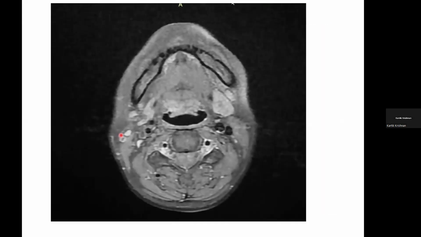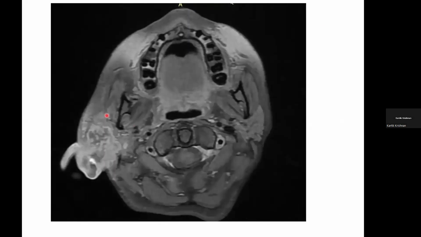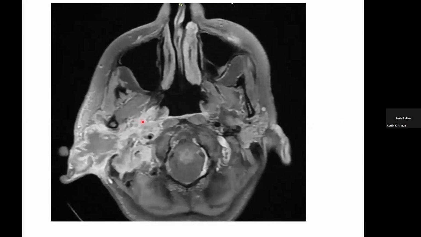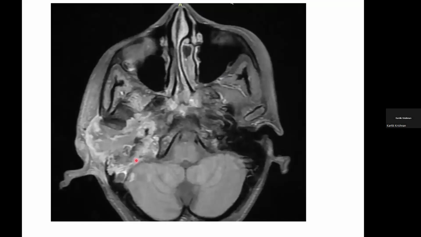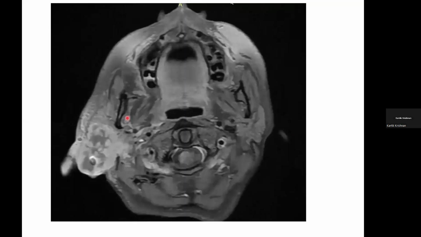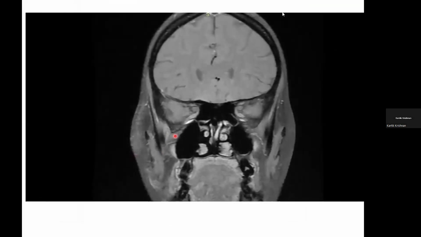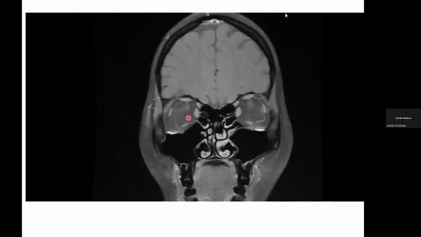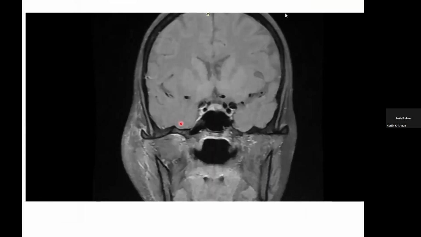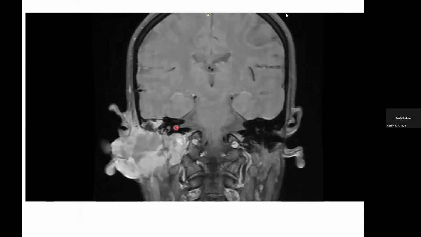Then this is an MRI of a patient who, as you can see, has extensive disease going into the parotid, the whole of the petrous area, encasing your carotid. So this is T4 disease. The same patient, coronal section. This MRI shows intracranial involvement.